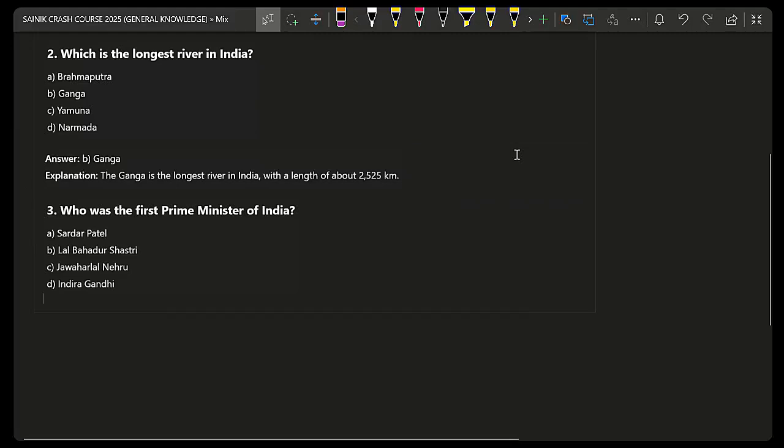Who was the first Prime Minister of India? Option A, Sardar Patel. Option B, Lal Bahadur Shastri. Option C, Jawaharlal Nehru. And option D, Indira Gandhi. Participate in the poll, all of you. I repeat the question again. Who was the first Prime Minister of India? Sardar Patel, Lal Bahadur Shastri, Jawaharlal Nehru, Indira Gandhi.